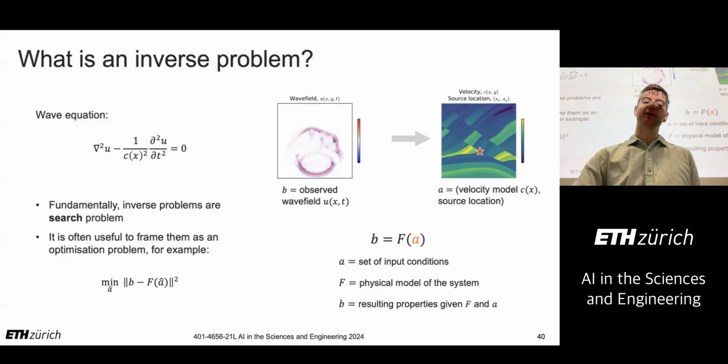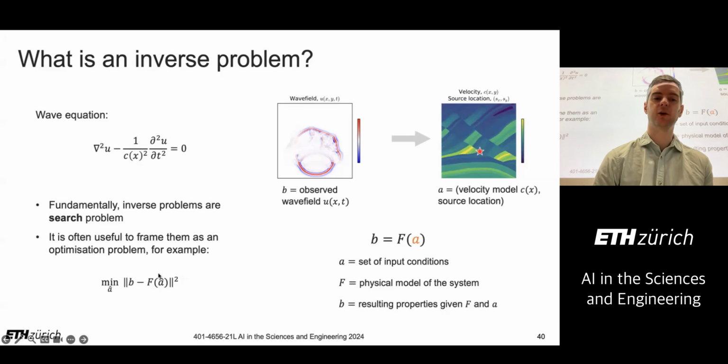So how will we do this traditionally? Traditionally, one way to solve an inverse problem is to frame it as an optimization problem. We have our observations B, and we have some forward model of the system given some guess of what the underlying inputs are. So this is a guess of the velocity model. And we just minimize the difference between our predicted outputs and the true observed outputs. And if F is differentiable here, if this is a finite difference solver, which is differentiable, we can just use gradient descent on this objective function.